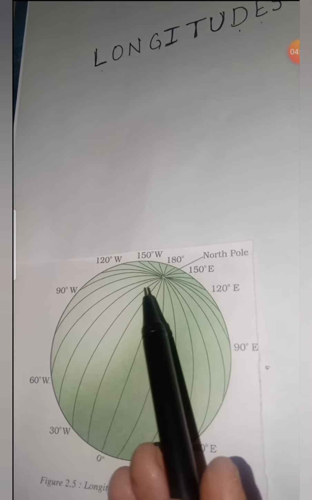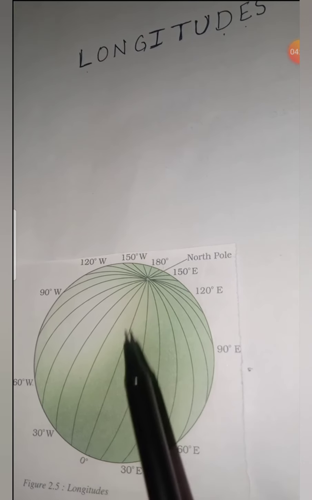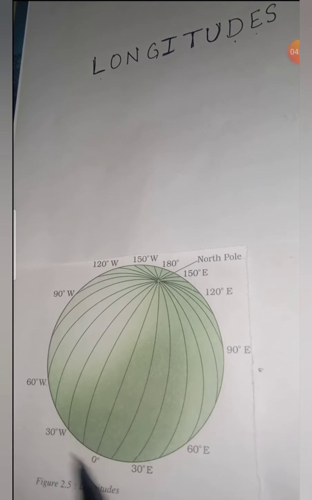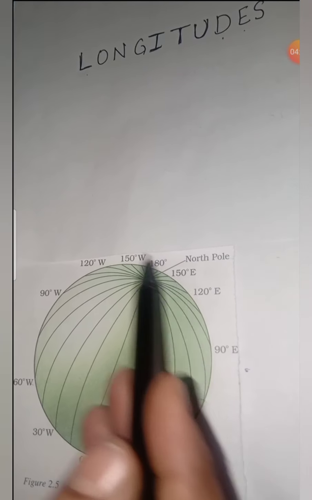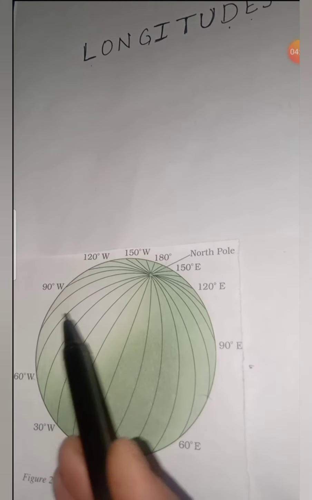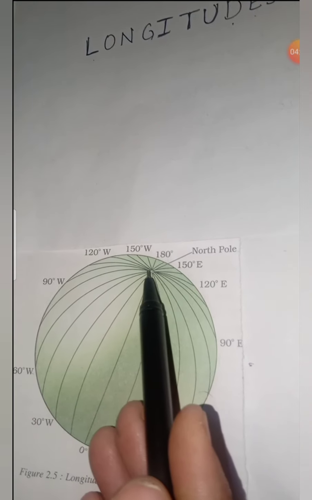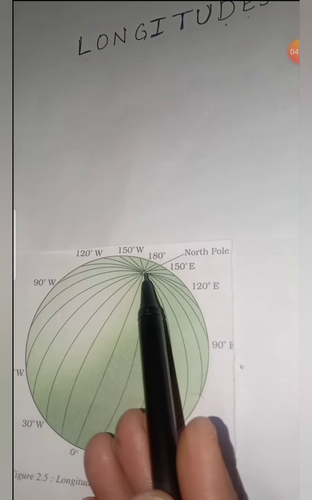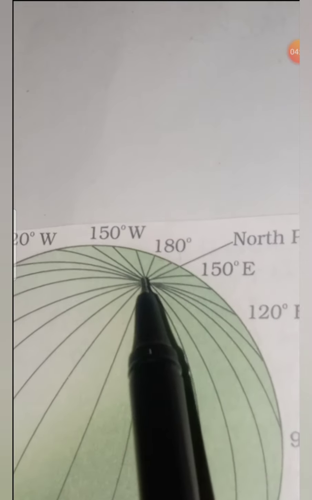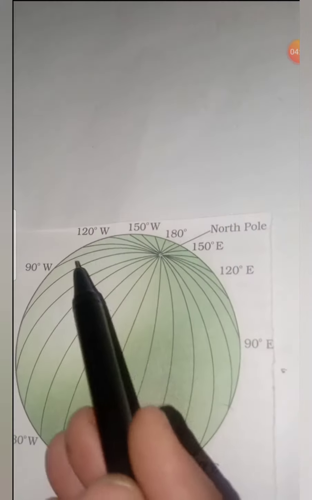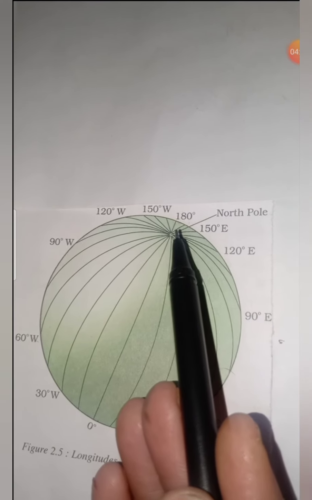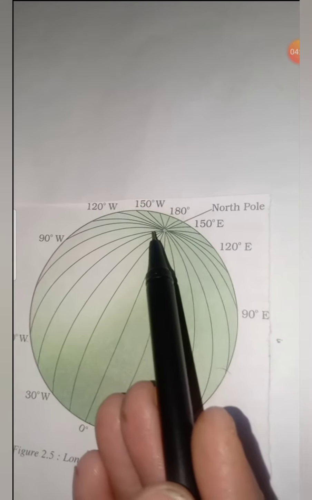The distance between the longitudes at the equator is large. As we know, the shape of our earth is spherical. As we move towards the poles, the distance between the longitudes becomes small.